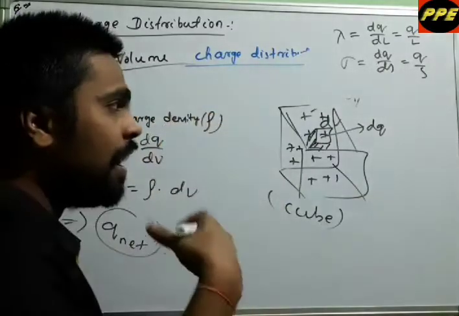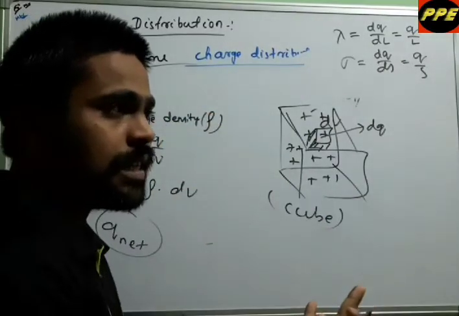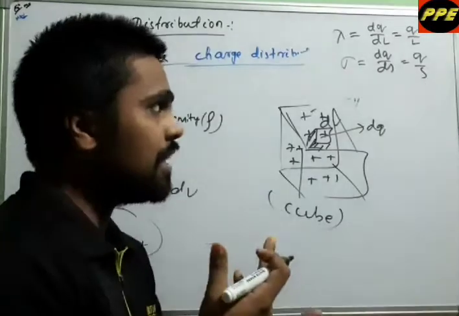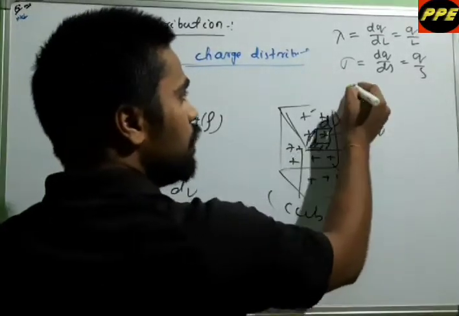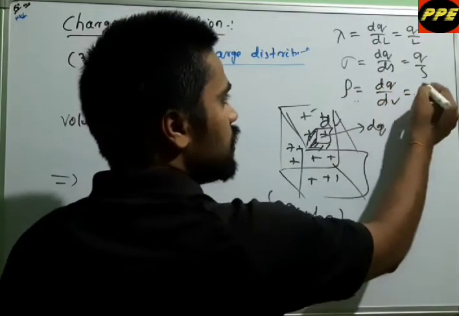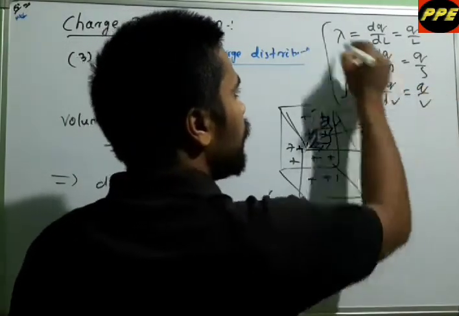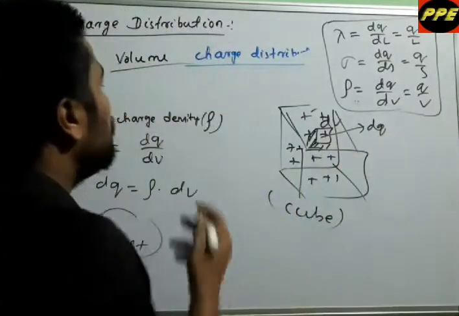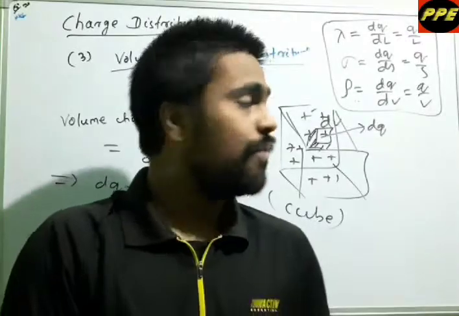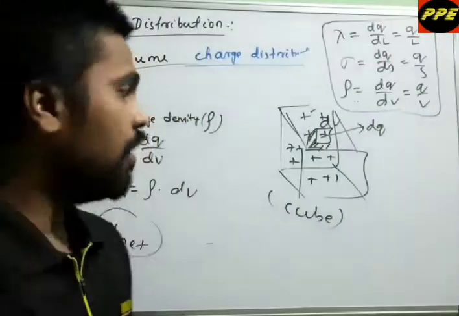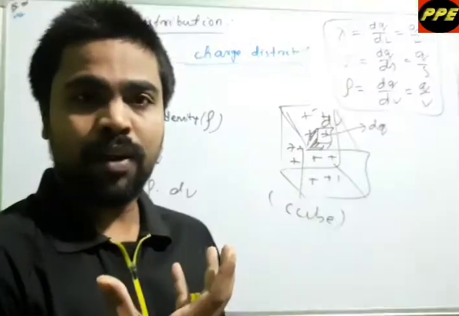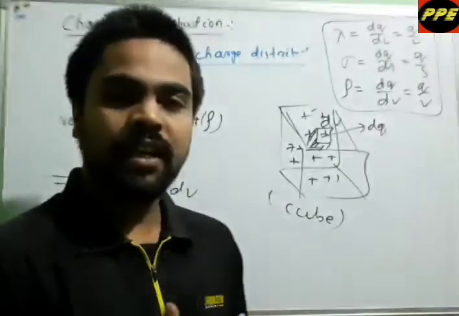Now if the charges are distributed in a three dimensional object like a volume or a sphere like this, you can find the volume charge density, that is rho is equal to dq divided by dv, that is q by v. These three formulas you have to remember if charges are distributed in different objects. So you can find it easily in this type of charge distribution. Now we will go to a simple problem so you can easily understand.